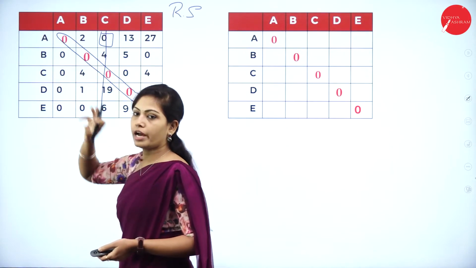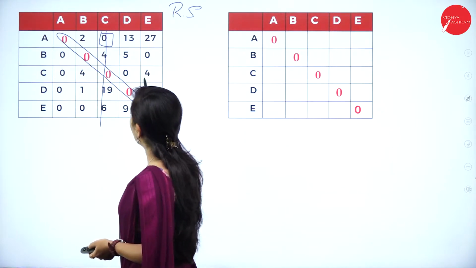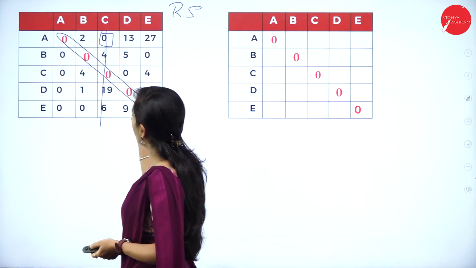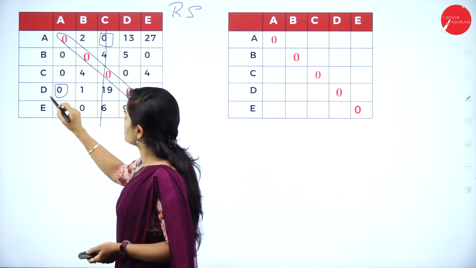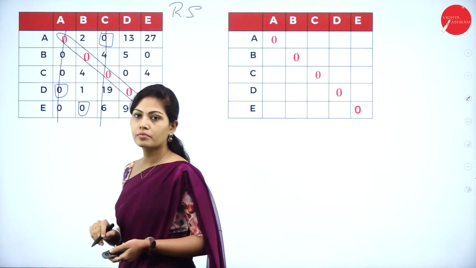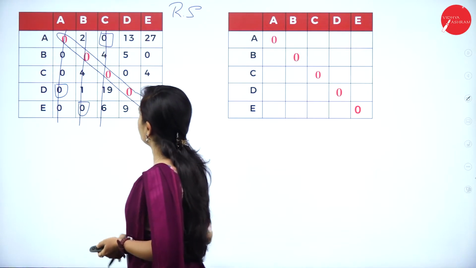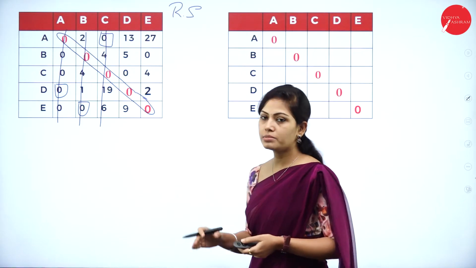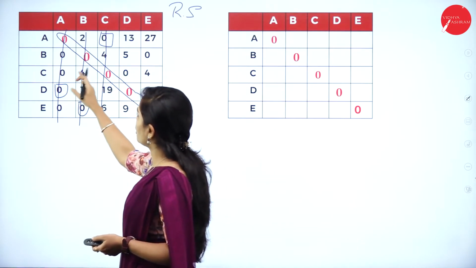In second row, I have 2 zeros, just skip that row. And in third row, I have 2 zeros. In fourth row, I have 1 zero. And in fifth row, I have 1 zero. And put a vertical line. So next is column scanning. So first 3 columns get cancelled.